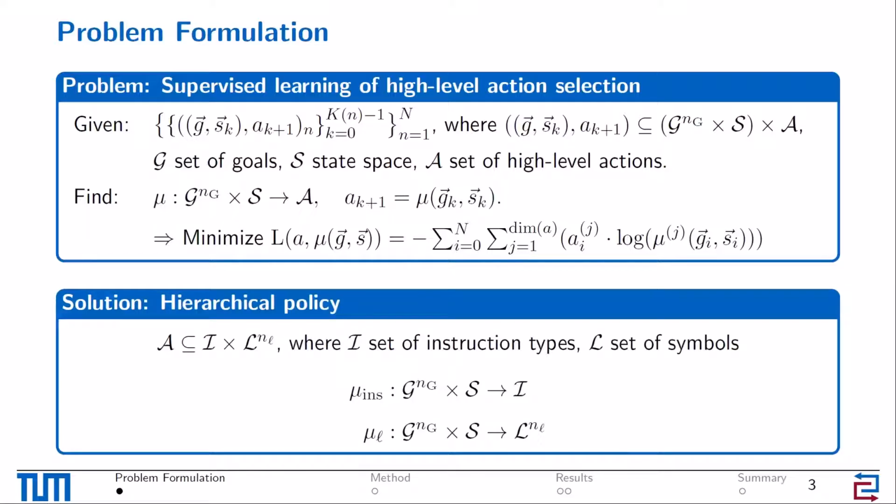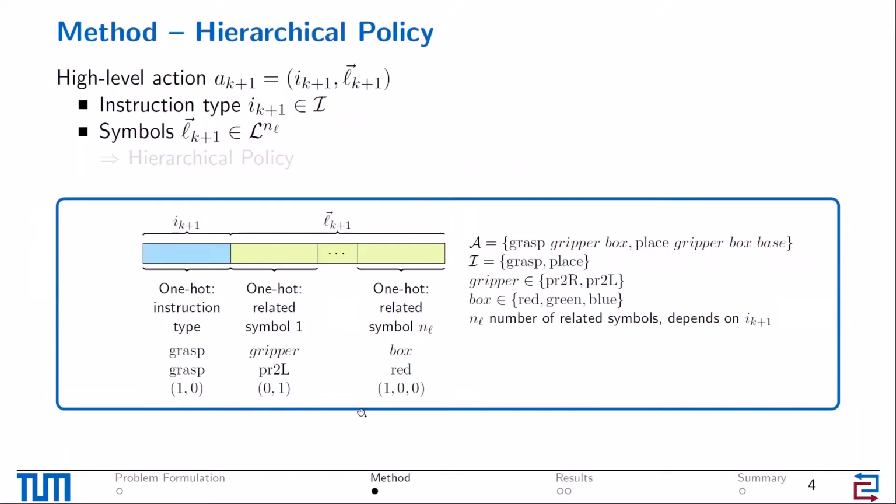For this, we divide the high-level action such that it can be determined in 2 steps using a hierarchical policy. The high-level action is divided into an instruction type such as grasp and the symbols involved in the action, for example the gripper used and the box to be grasped. Both representations are one-hot encoded.